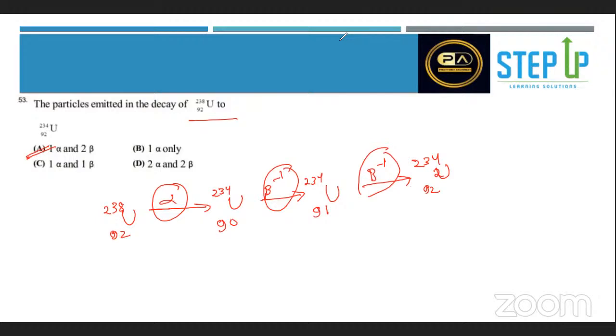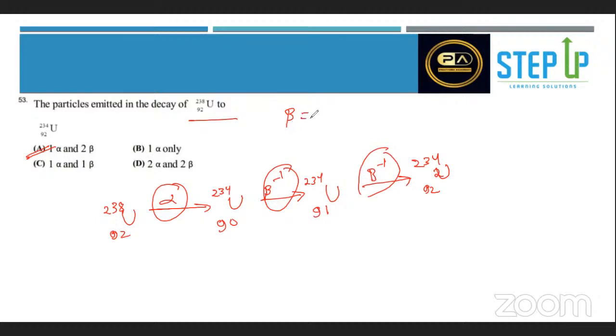Yes, Suyog. So why is that? If we add an alpha particle, both the atomic mass and atomic number change, but adding a beta particle does not do so, because that's how the emission works.